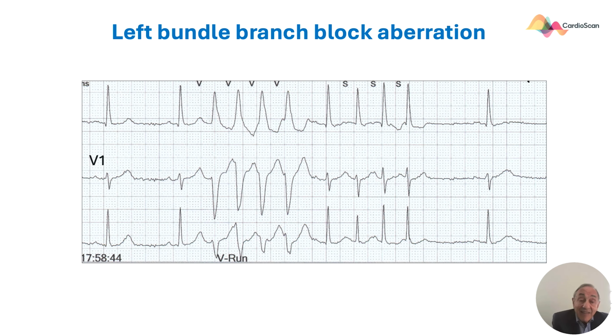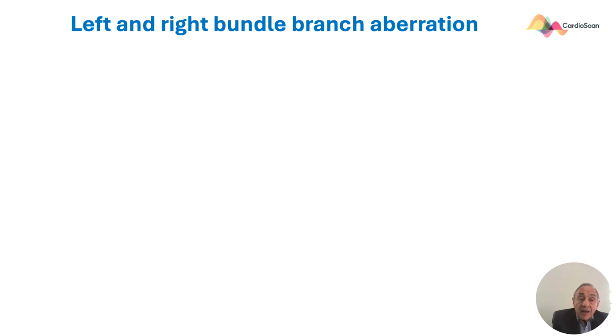Here is another one, a left bundle branch block aberration. We can see it begins with a rate of 165 beats per minute. It's called a ventricular run, and we also see that as it slows to about 150 beats per minute, we lose this aberration and it's a normal conduction. Left and right bundle branch aberration, as I said, can occur together.